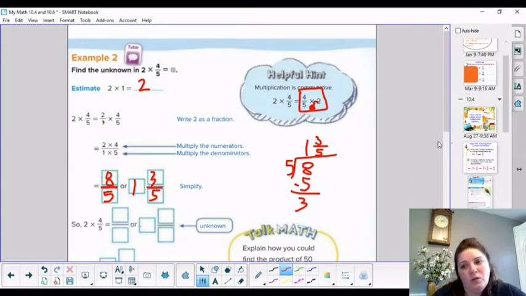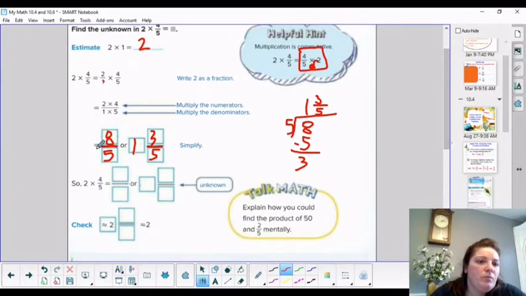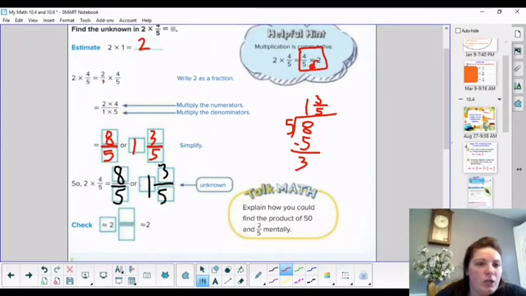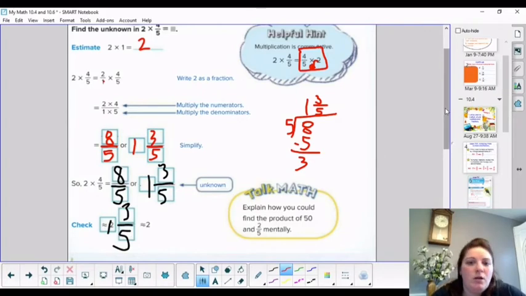Okay? So just to recap for this problem, 2 times 4/5 equals 8/5, which is the same thing as 1 whole and 3/5 left over. So we can check to see if it's close to our estimate, which was 2. Now this is a little off right here. I don't know why, but 1 and 3/5 is close to 2, so we know our answer is correct.